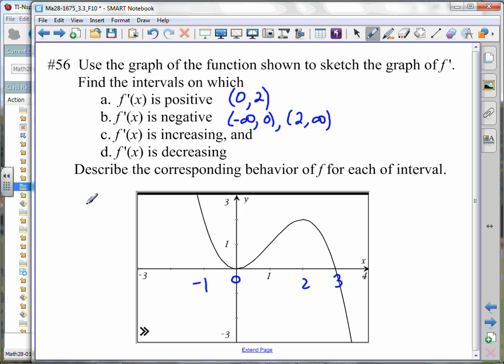Did you think that A and C were saying the same things? They're similar, yes, but they're not saying the same thing. When you looked at the first derivative as positive, you were considering what happens on this, which is f of x. What's happening on f of x? When I say the first derivative is increasing, I'm now having to consider what's happening on the first derivative. So where is the first derivative increasing?